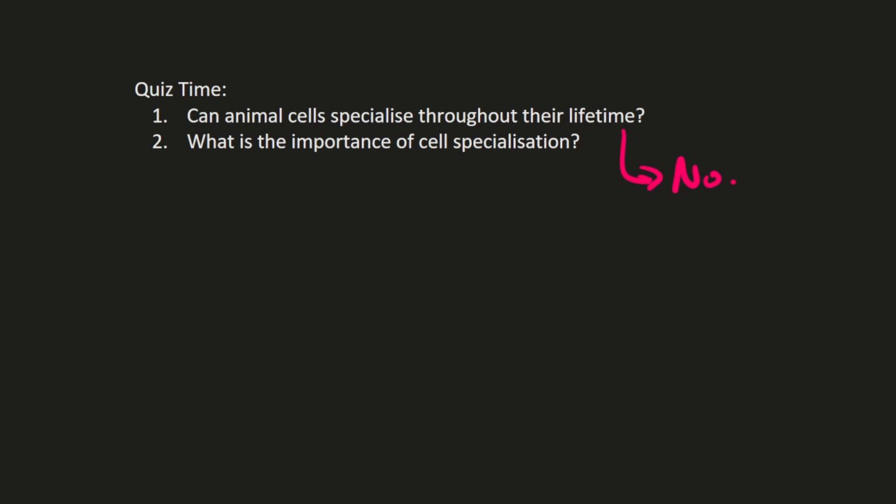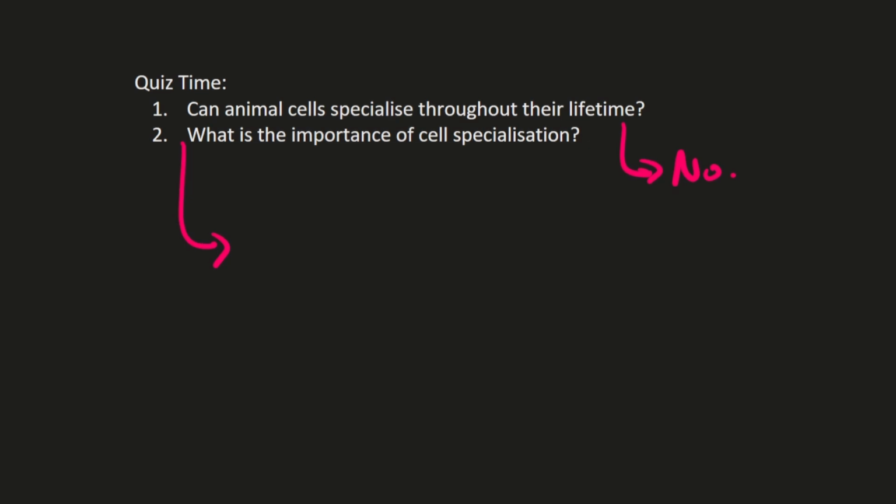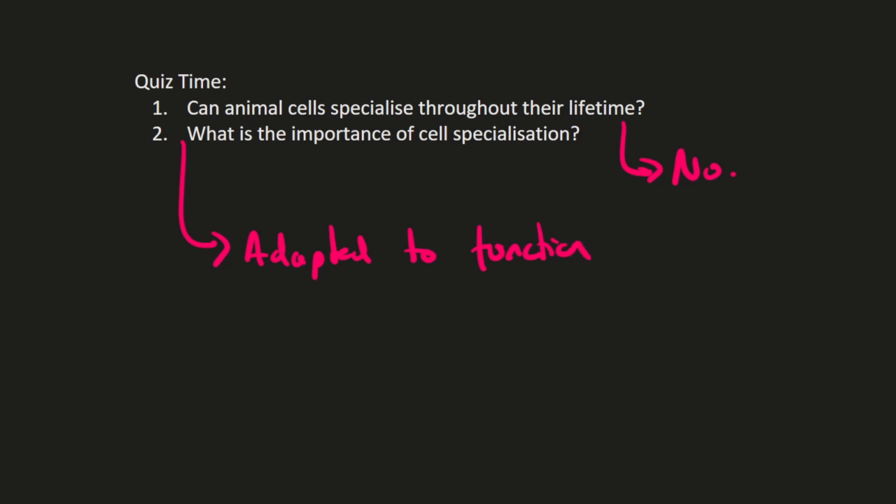Question two, what is the importance of cell specialization? Well, the idea is that cells can be adapted specifically to their function. And what that means is that the organism as a whole can function much better with different types of cells suited for their particular function.